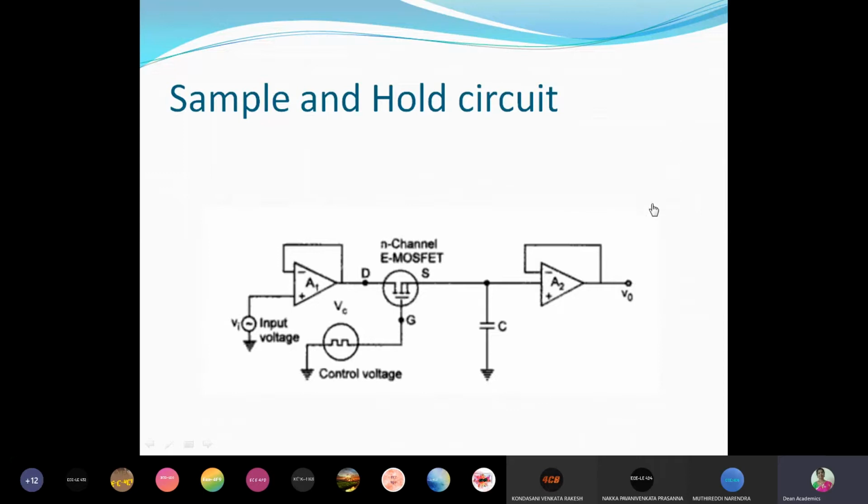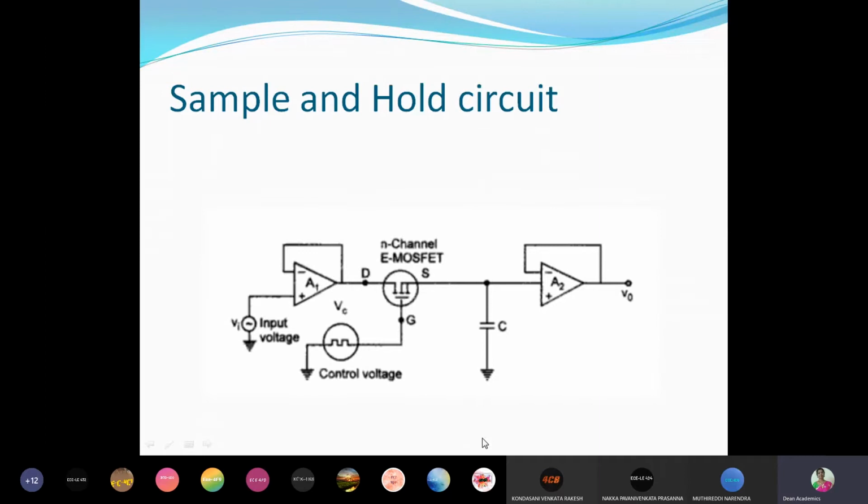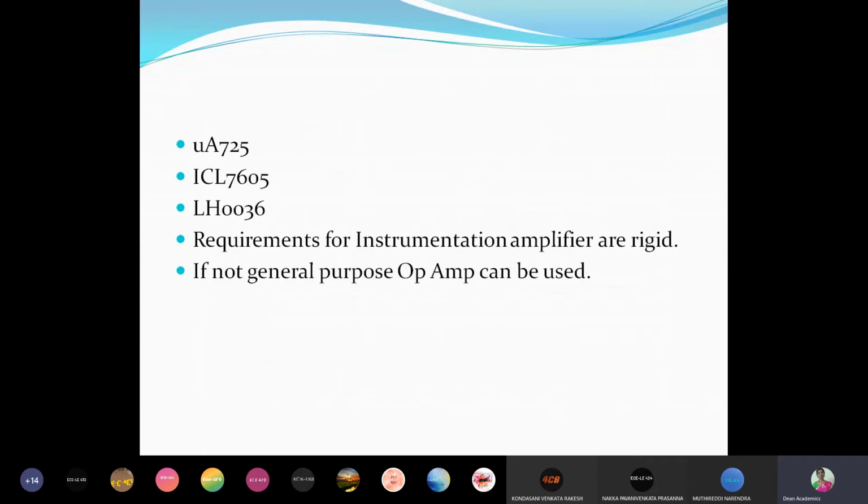Time is sharp 11:30. Let's proceed with our regular discussions. Yesterday, have we discussed the instrumentation amplifier for section C? No, ma'am. Okay, then I'll discuss that also. After that, we'll discuss the sample and hold circuit.